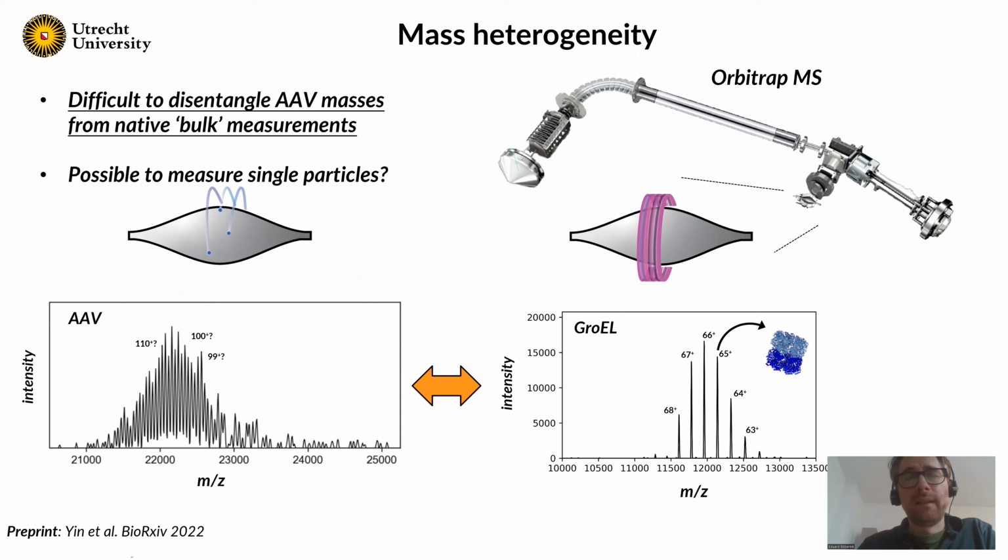So instead of measuring all these particles in the Orbitrap at once, spinning around the electrode, can we not instead measure these AAV particles, for instance, one after another, and then we do not have to worry about these interfering spectra and this mass heterogeneity.